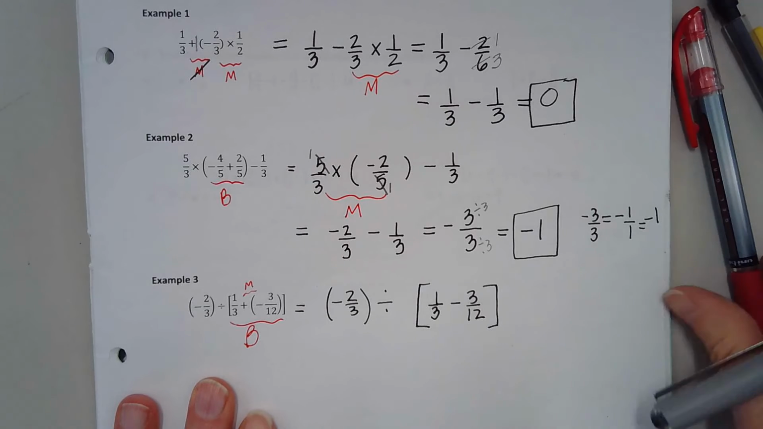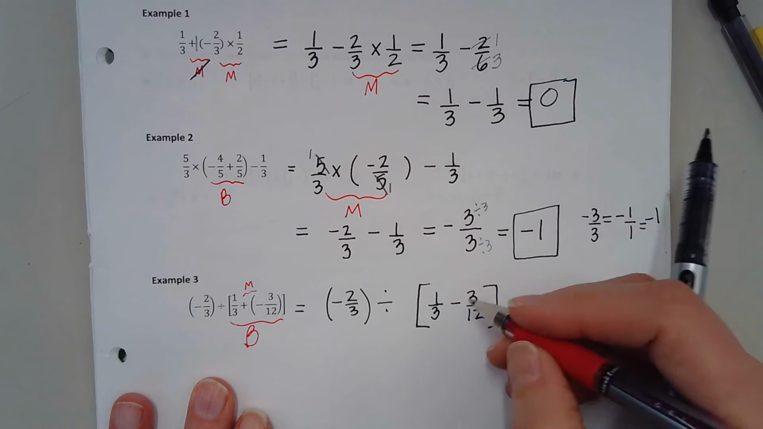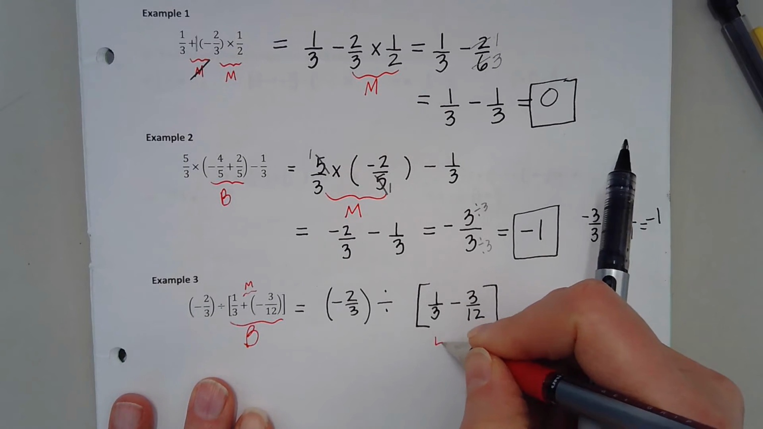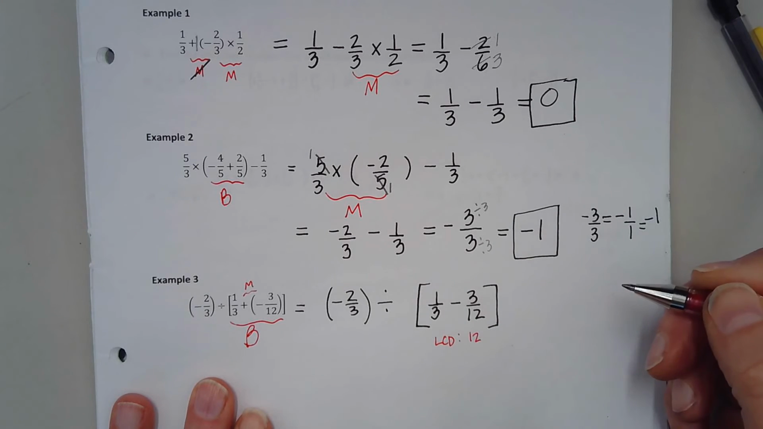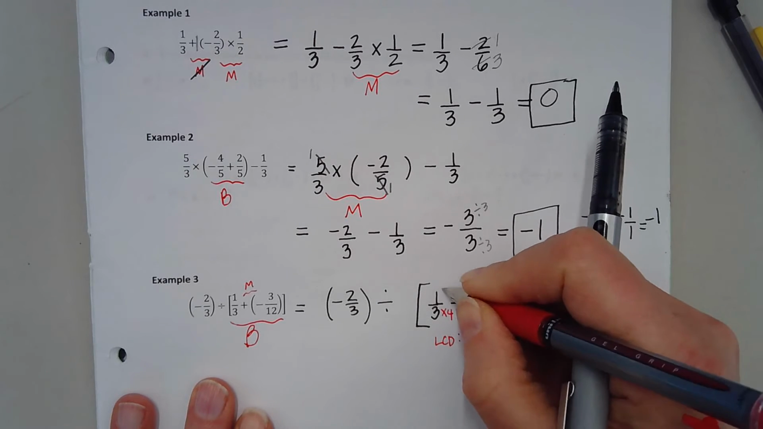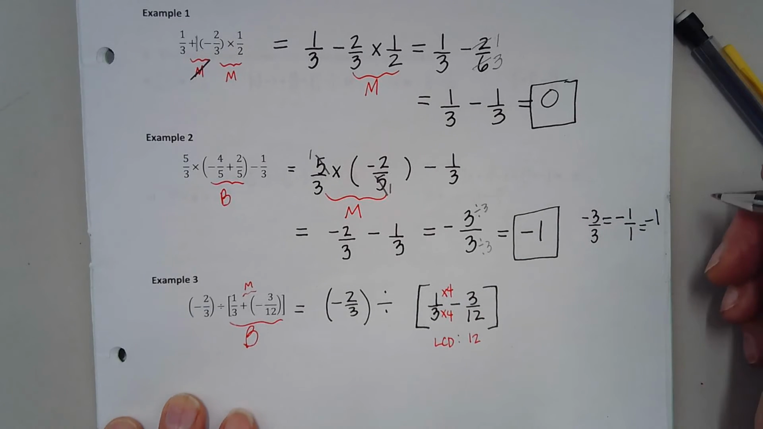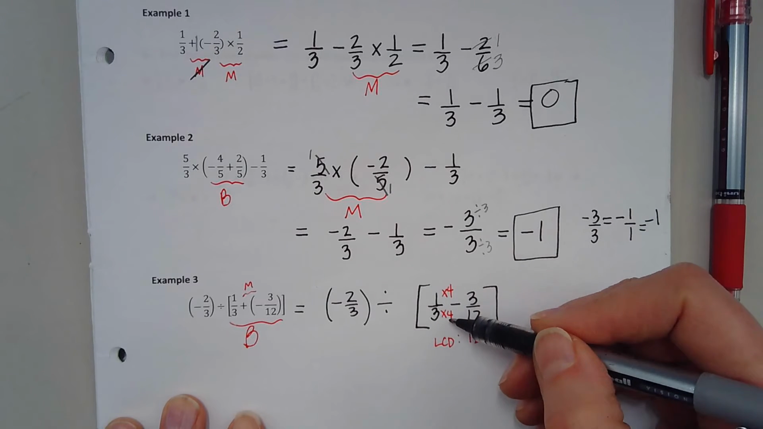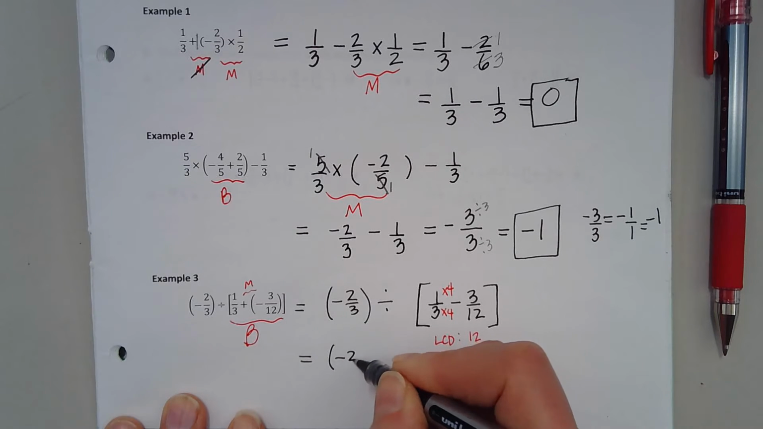Okay. Now, I still have to do work inside the brackets. I'm combining fractions. What's my LCD? It would be 12, right? So I have to multiply by 4 and multiply by 4. Well, 3 times 4 gives me 12, right? So I'm going to keep going here.